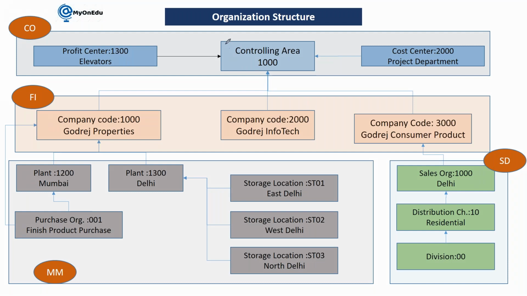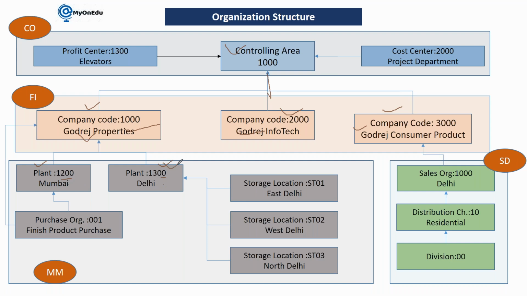This is your controlling area 1000, and this controlling area has multiple company codes: Godrej Properties, Godrej Infotech, and Godrej Consumer Products. These are 3 different legal company codes which have been assigned to one controlling area 1000. When we discuss our example, we'll take Godrej Properties, and let's say this company code has 2 different plants. One is for Mumbai and another is for Delhi. So plant 1200 is for Mumbai and plant 1300 is for Delhi.